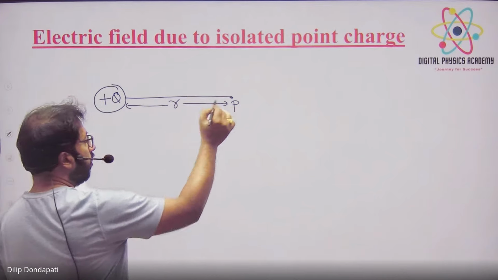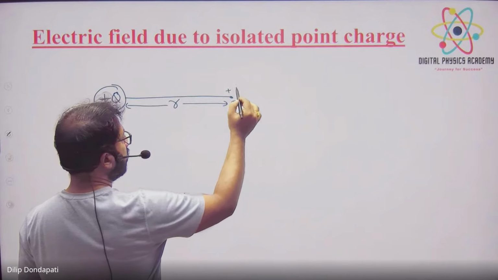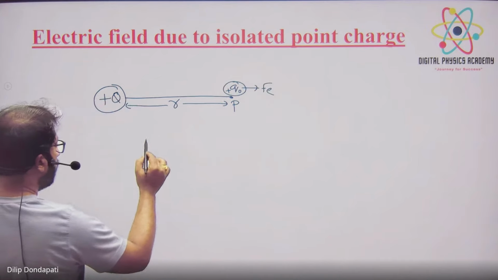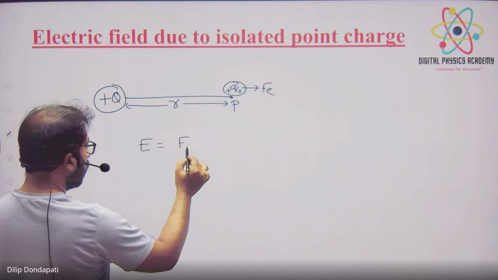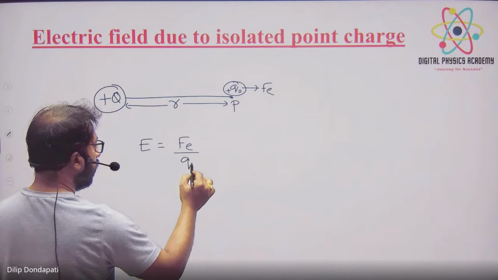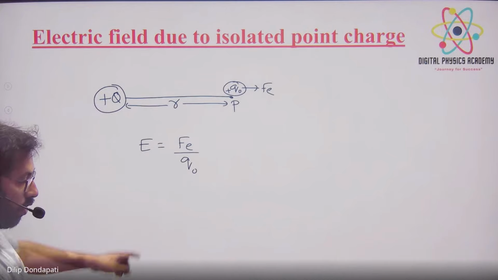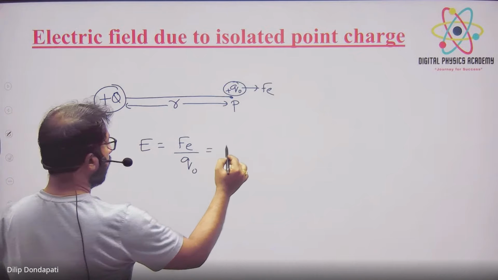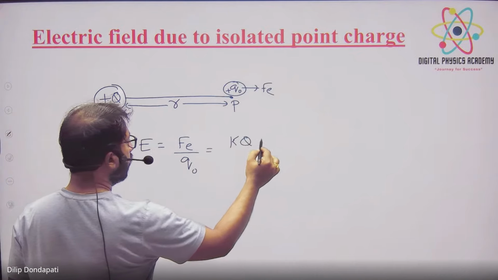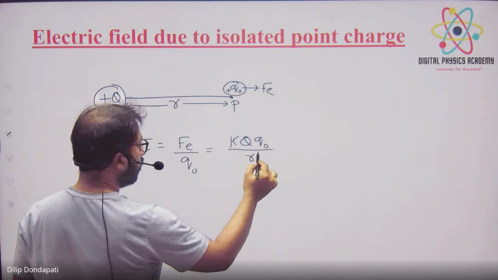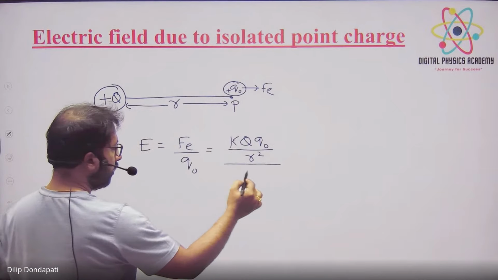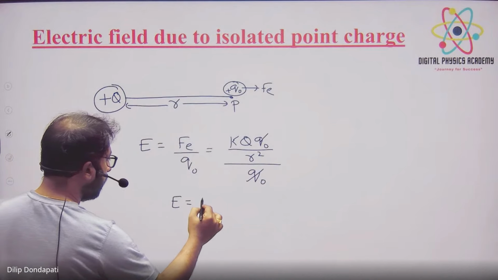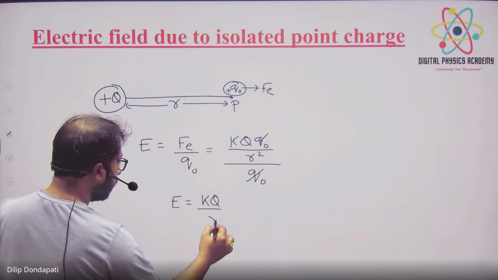Wherever you want to find the electric field intensity, put a test charge and calculate the force acting on this test charge. So what is the basic formula? Electric field intensity is the force acting on the test charge upon the test charge. Now what is the force between these two charges? We know by Coulomb's law, K Q Q naught by R square. This is the force on the test charge. So Q naught cancels. Therefore, the electric field intensity formula is K Q by R square.